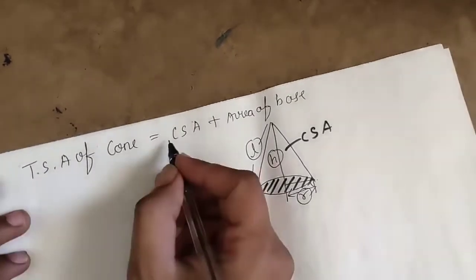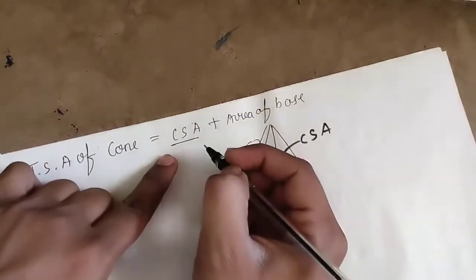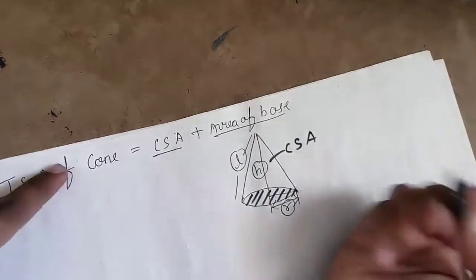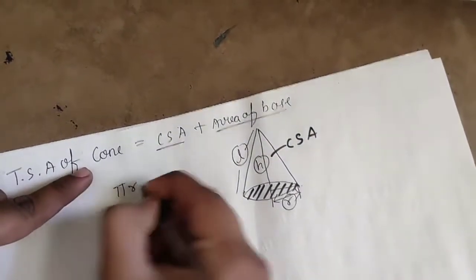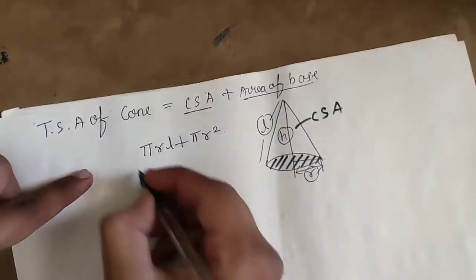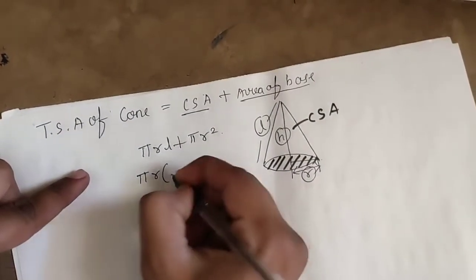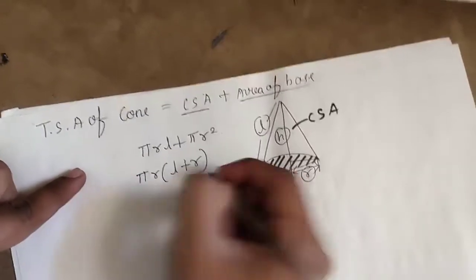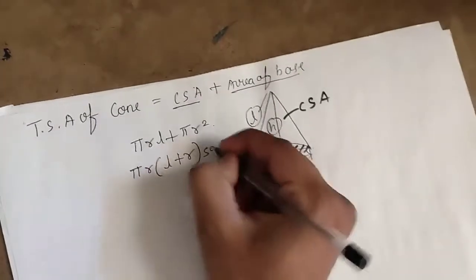Total surface area of cone is nothing but curved surface area of the cone plus area of the base. What is curved surface area? Pi r L plus pi r square. Pi r is taken common, (L plus r) square units.